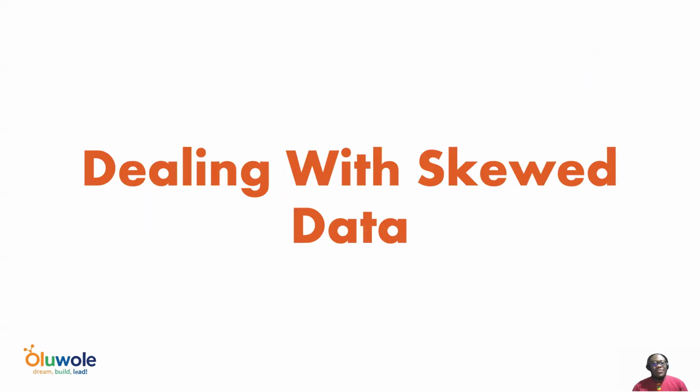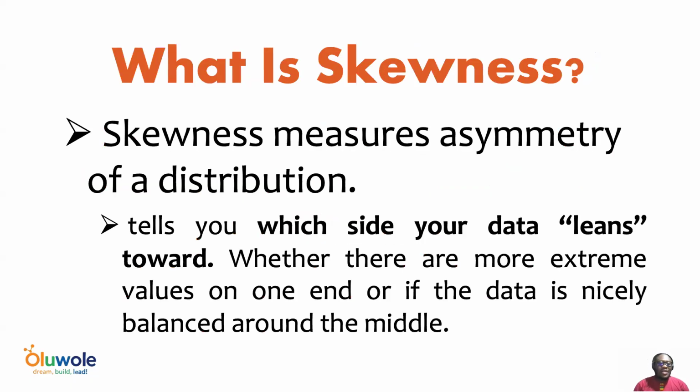All right, so we're starting with dealing with skewed data. You hear me say skewed. What is skewed data, or what is skewness? Skewness measures what? Asymmetry of a distribution. When you see that, it becomes very ambiguous. When I was teaching this some weeks back, somebody asked me what it means that skewness measures asymmetry of a distribution.